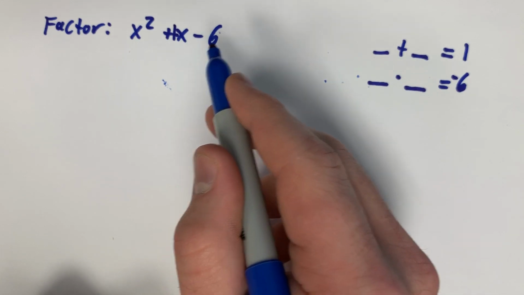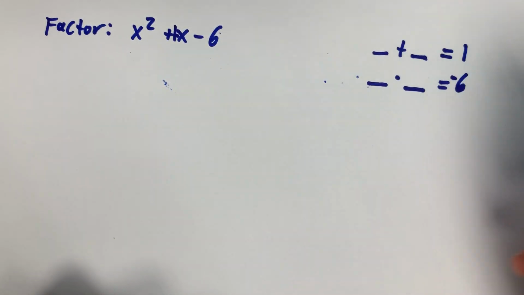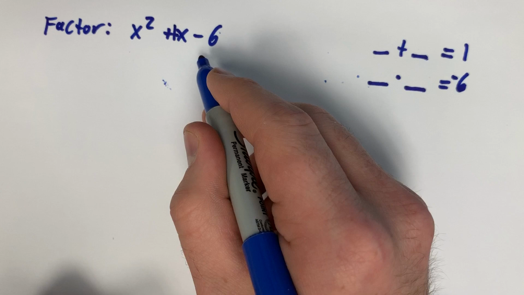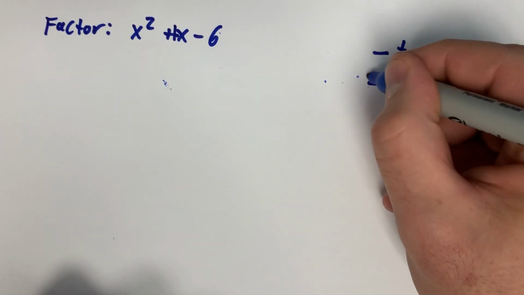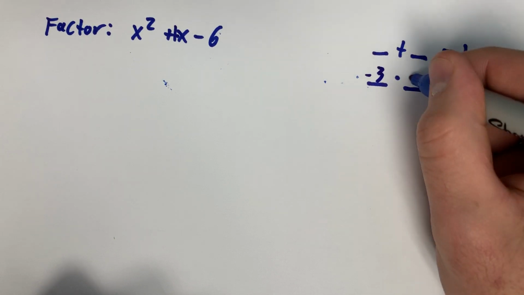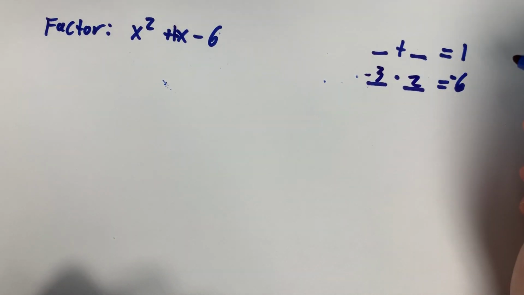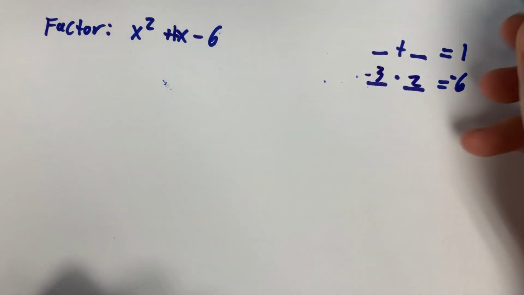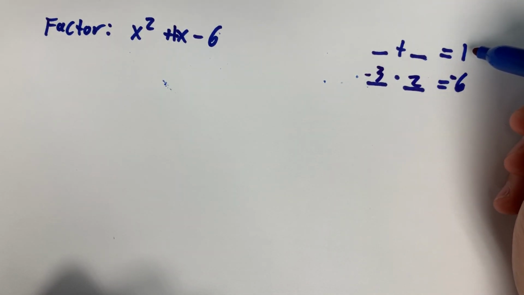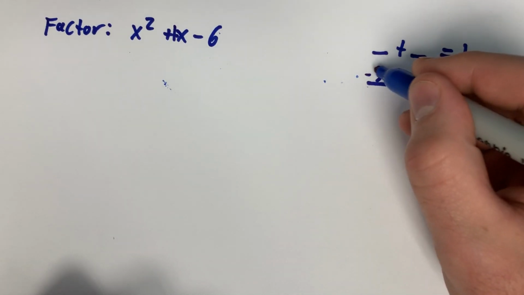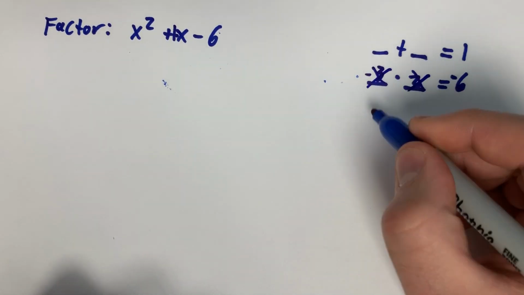Which one? Well, let's try stuff out. Let's try, say, 3 and 2, or minus 3 and 2. This is our first attempt here, okay? So it might not be right. If I add these things together, do I get 1 out? Nope, I get minus 1. So that didn't quite work. We can't use these guys.